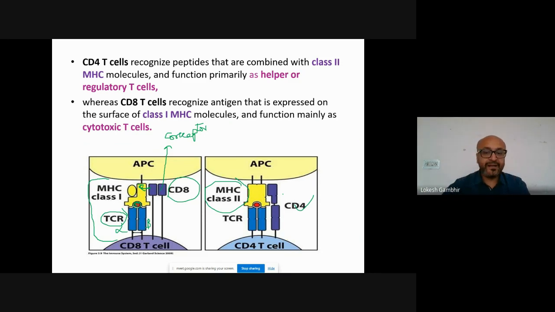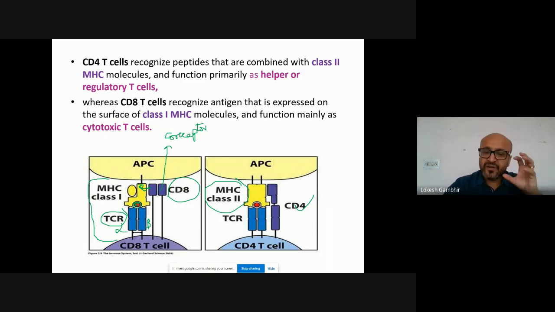After these bindings have been attained, the next job is to call the CD3 and start communicating the information to the nucleus. That is the next job.